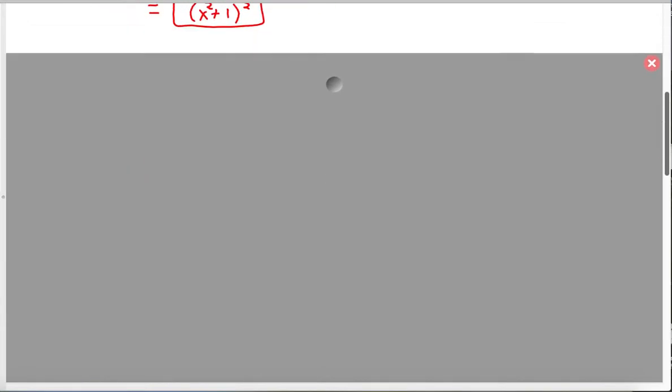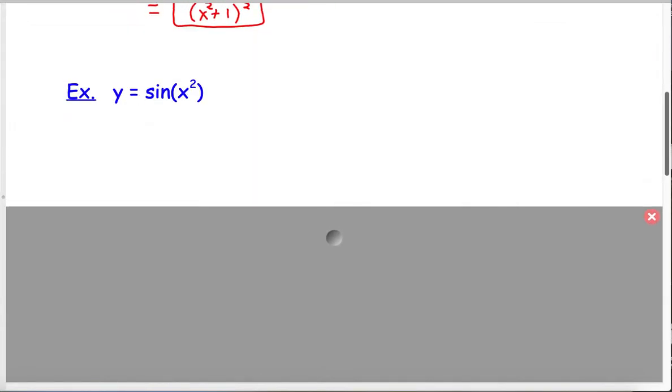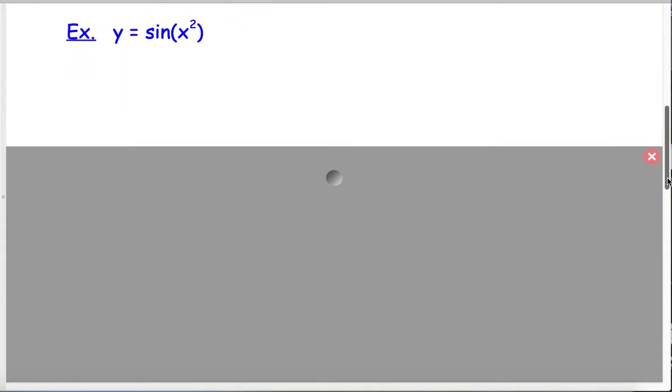Okay, let's try another one. How about sine of x squared? Well, that seems pretty simple, but there's actually two functions here. I see the sine function, and then I see the x squared function. So to find the derivative, what's the derivative of the sine of something? Well, that's the cosine of something. And so I've taken care of the sine function. Now what's the derivative of the inside part? That's 2x. And so there's your answer. You might want to write it in a different order, but it doesn't really matter.